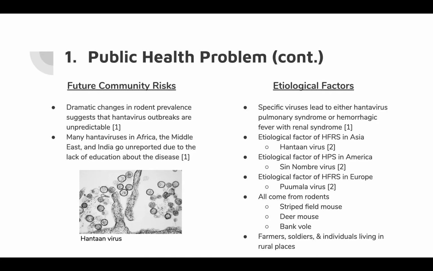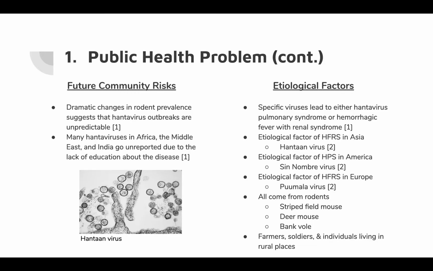The etiological factors for hantaviruses are most commonly the Hantaan virus, Sin Nombre virus, and the Puumala virus. The Sin Nombre virus is the etiological factor that leads to hantavirus pulmonary syndrome in the U.S., while the Hantaan and Puumala viruses contribute to hemorrhagic fever with renal syndrome in Eurasia. All three viruses are carried on rodents and transmitted to humans.